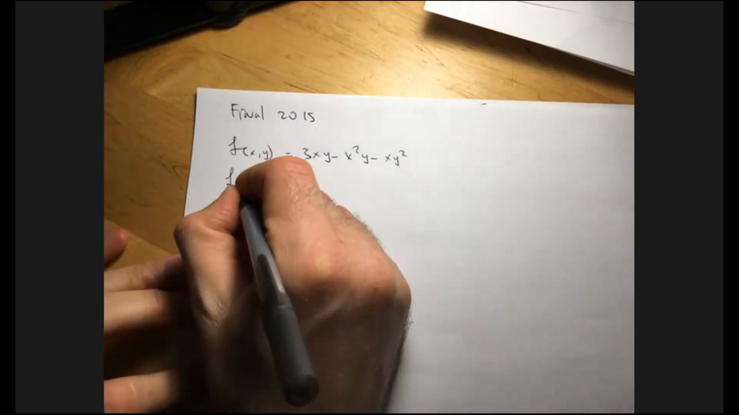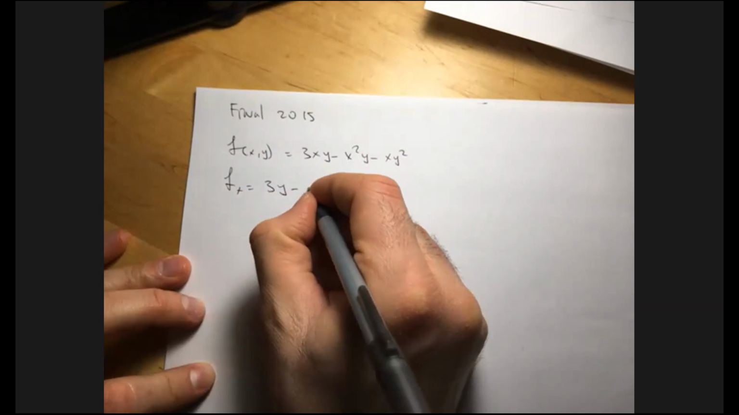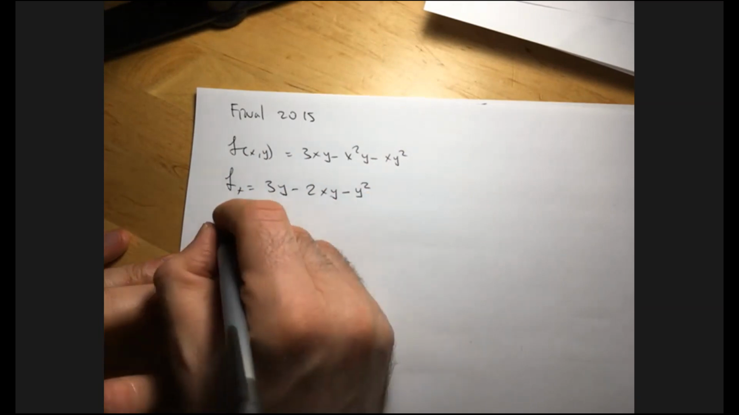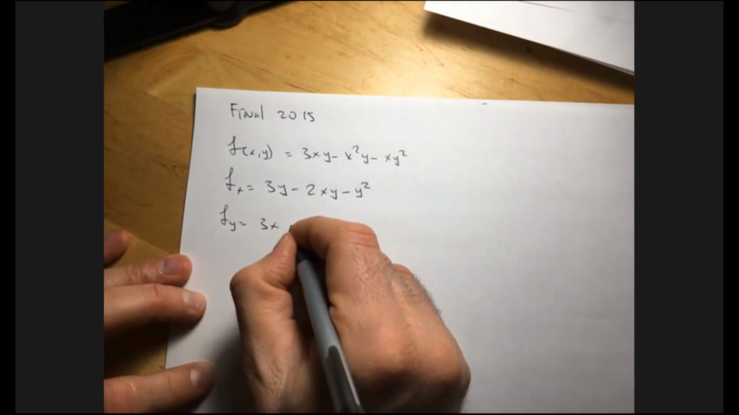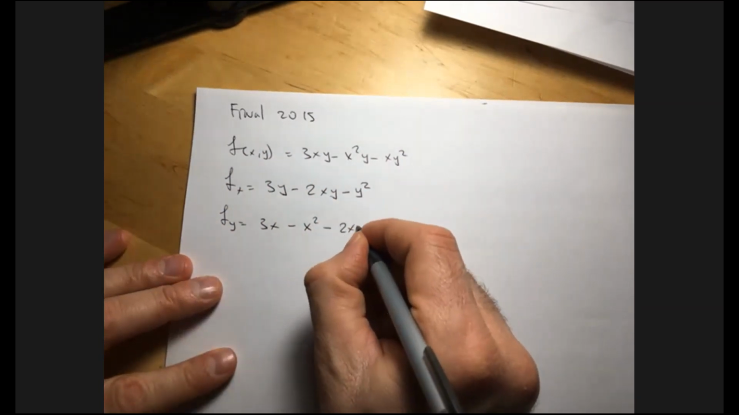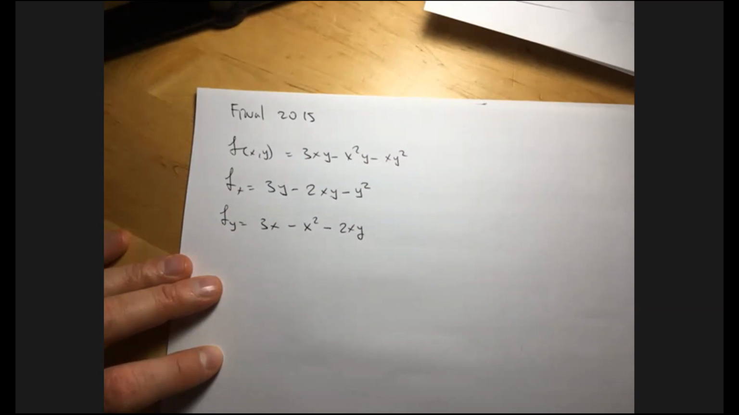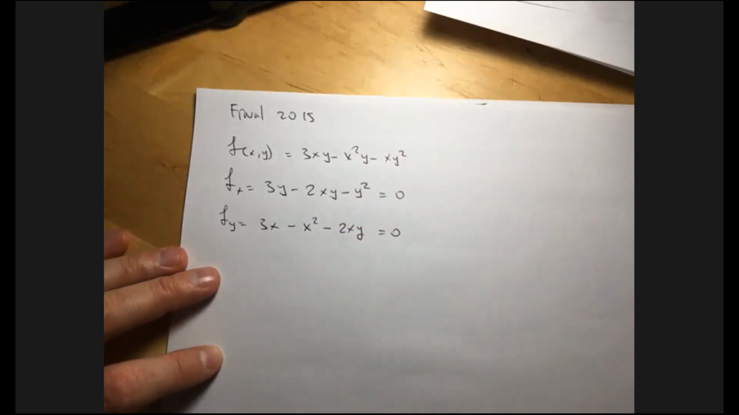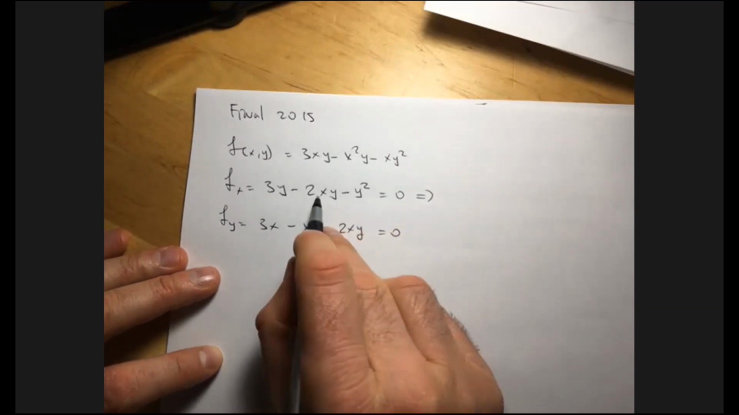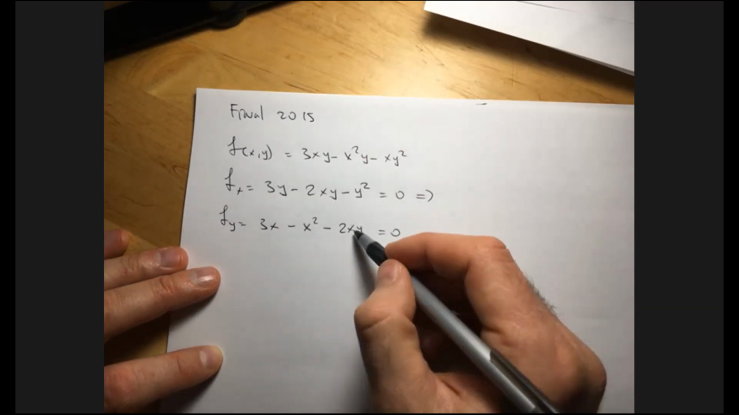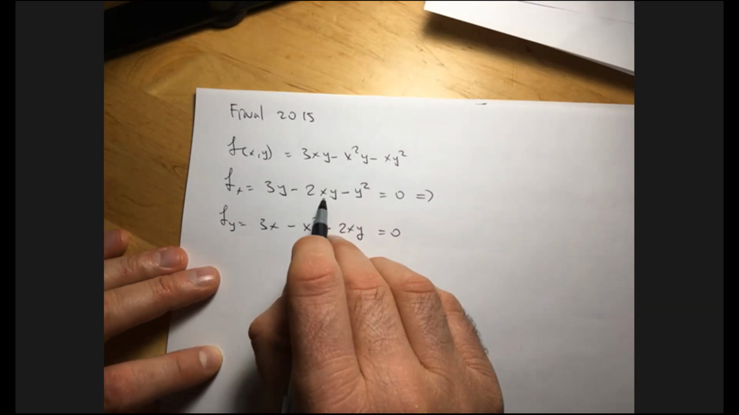Okay, so let's find partial x, it is 3y minus 2xy minus y squared, and partial y is 3x minus x squared minus 2xy. Okay, and these have to be equal to 0. So from here, I can express x, right? One way to solve the system of equations. It's not linear, it's not going to be easy. But from here, I can express at least how much is x.